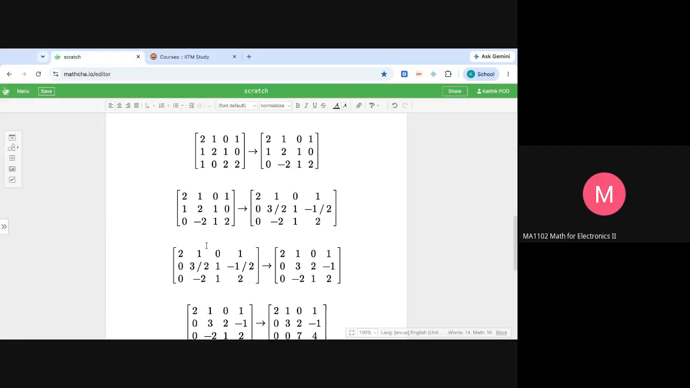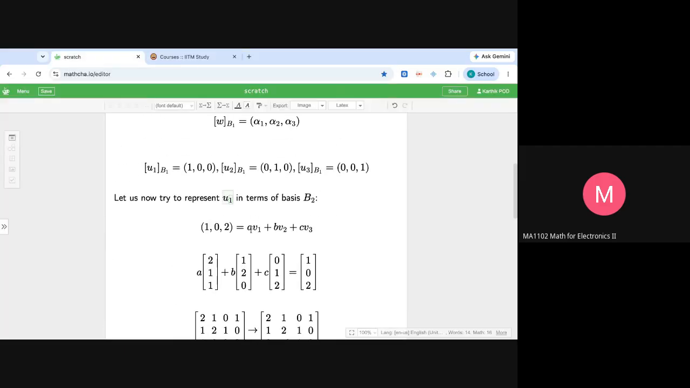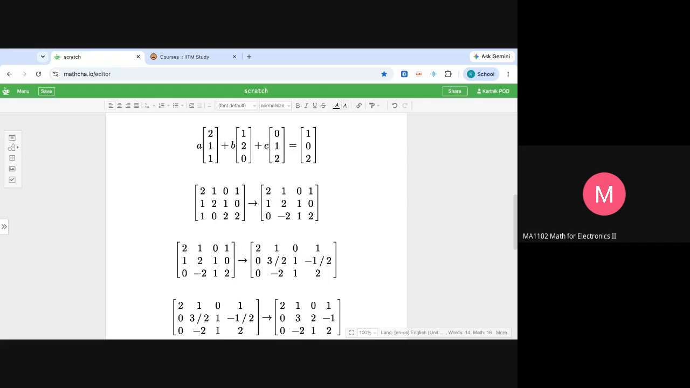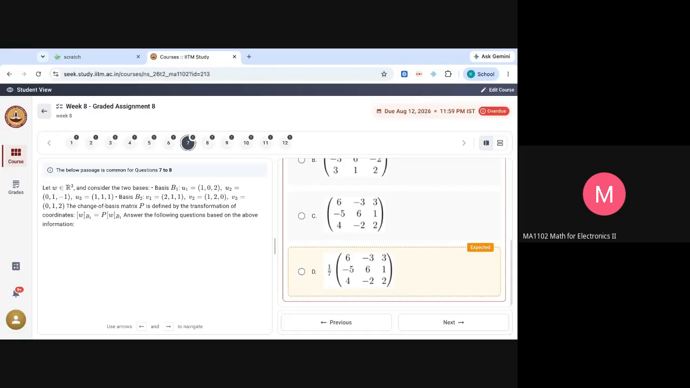So what you have to do now is express V2 in terms of basis B2, then V3 in terms of basis B2. That will give you the other two columns. Other two columns. Okay.